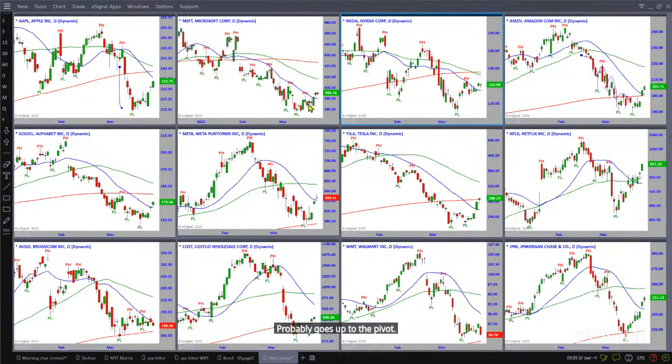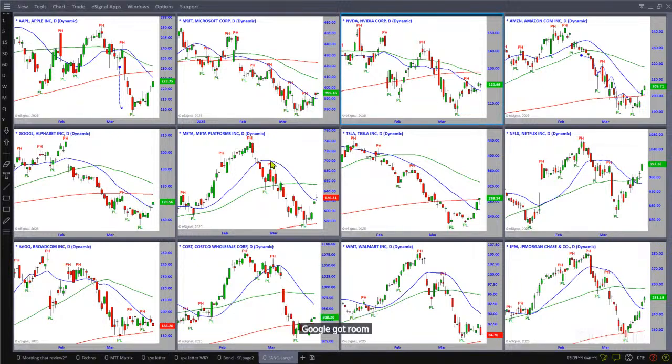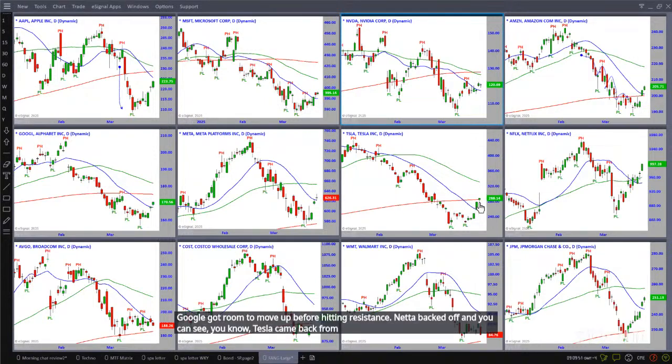You got unfilled gaps, some more substantial than others, like Amazon, which gapped up a larger amount, and it's got room to move up. Google got room to move up before hitting resistance. Meta backed off, and you can see Tesla came back from the dip yesterday.